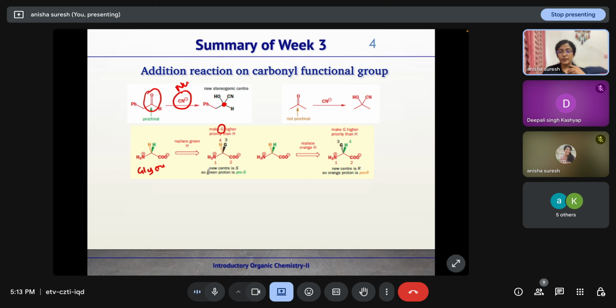Okay, so to find if it is R or S, we can label it according to the priority order. So the first priority will go to NH3 plus, then COO minus, then comes G, and then least priority for hydrogen. So if we see the rotation, here it is coming in anti-clockwise fashion and the least priority group is away from us. So this new center is S. So here this green proton can be labeled as pro-S.